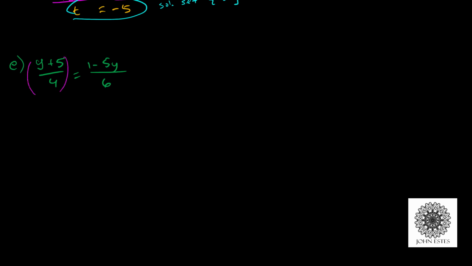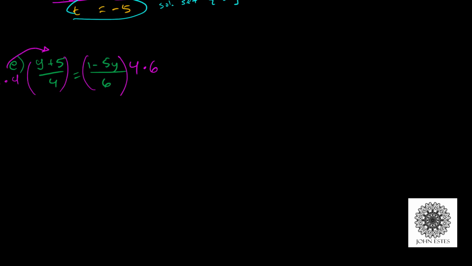What I can do on this side to get rid of the 4 is just to multiply by 4. Because the 4 in the denominator means it's divided by 4. But remember, if I do that to one side of my equation, I have to do it to the other. And on the right-hand side of the equation, I can multiply by 6 to cancel out the denominator. I better do that on the left-hand side as well. So I'm actually multiplying everything by 24.